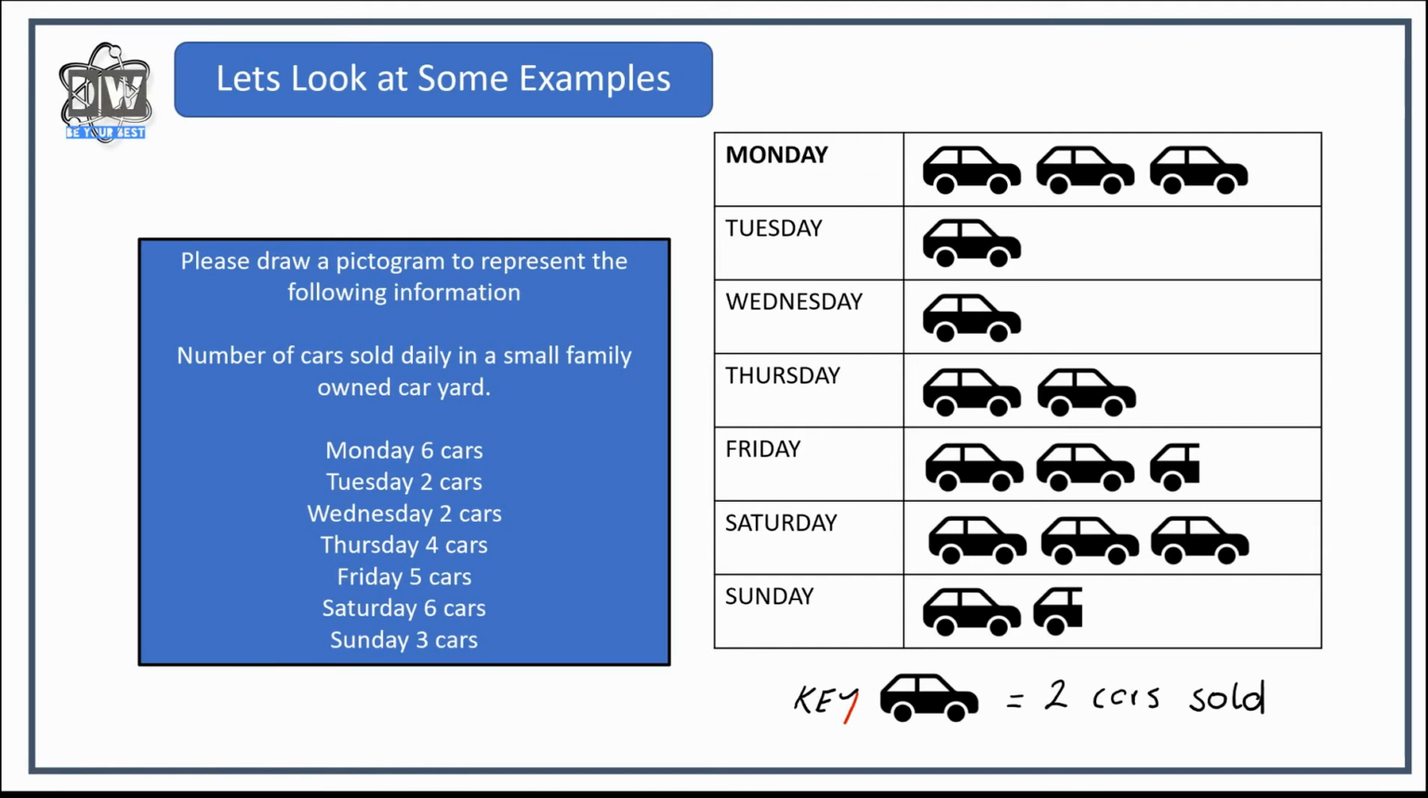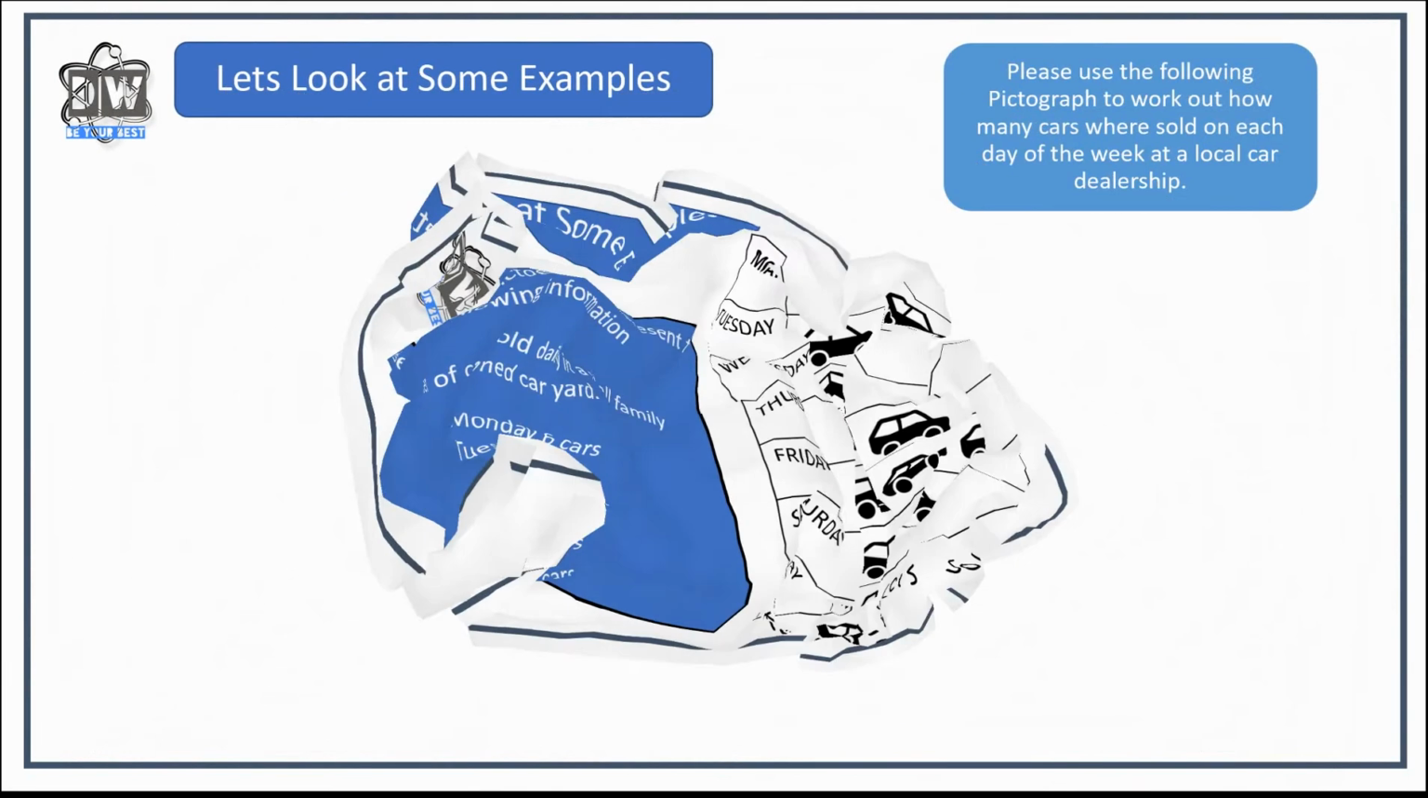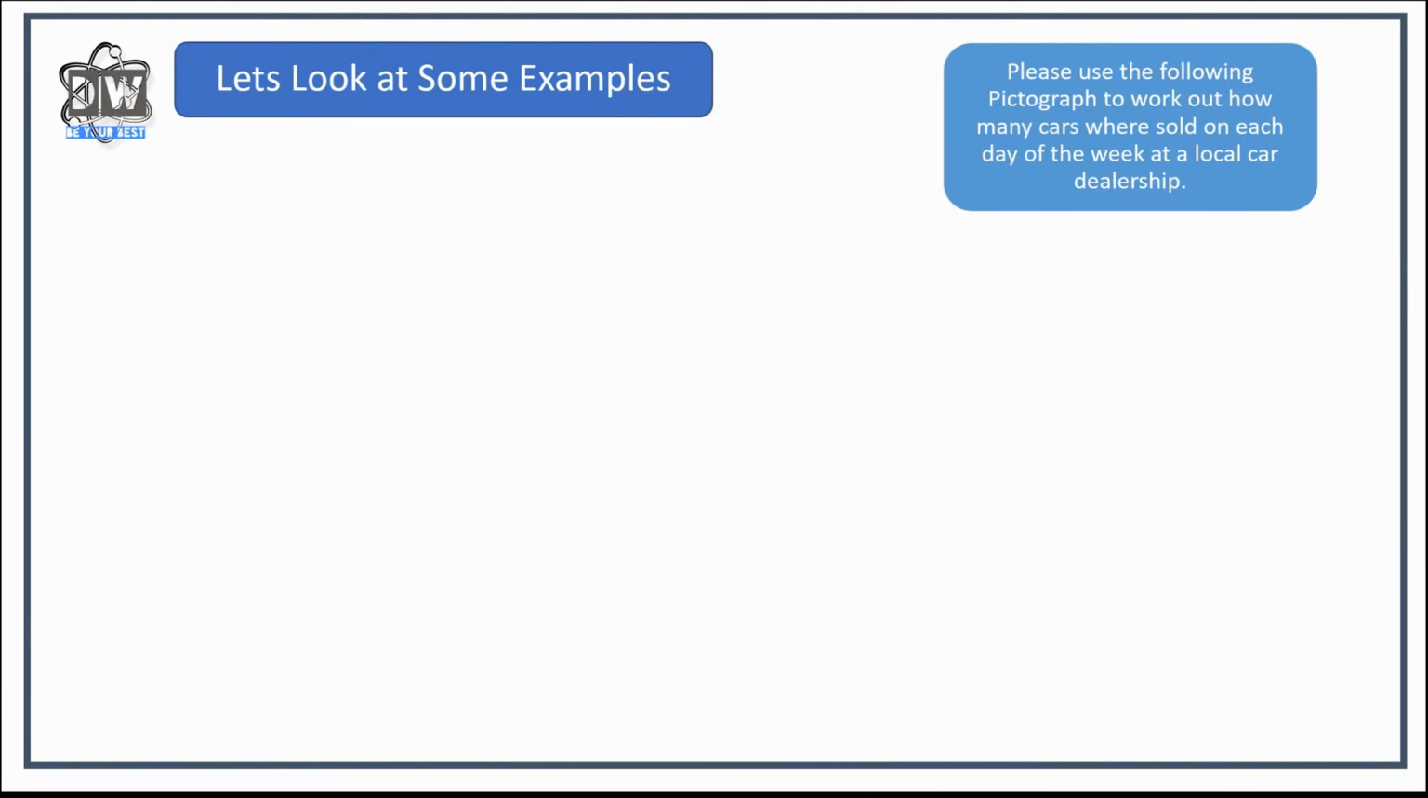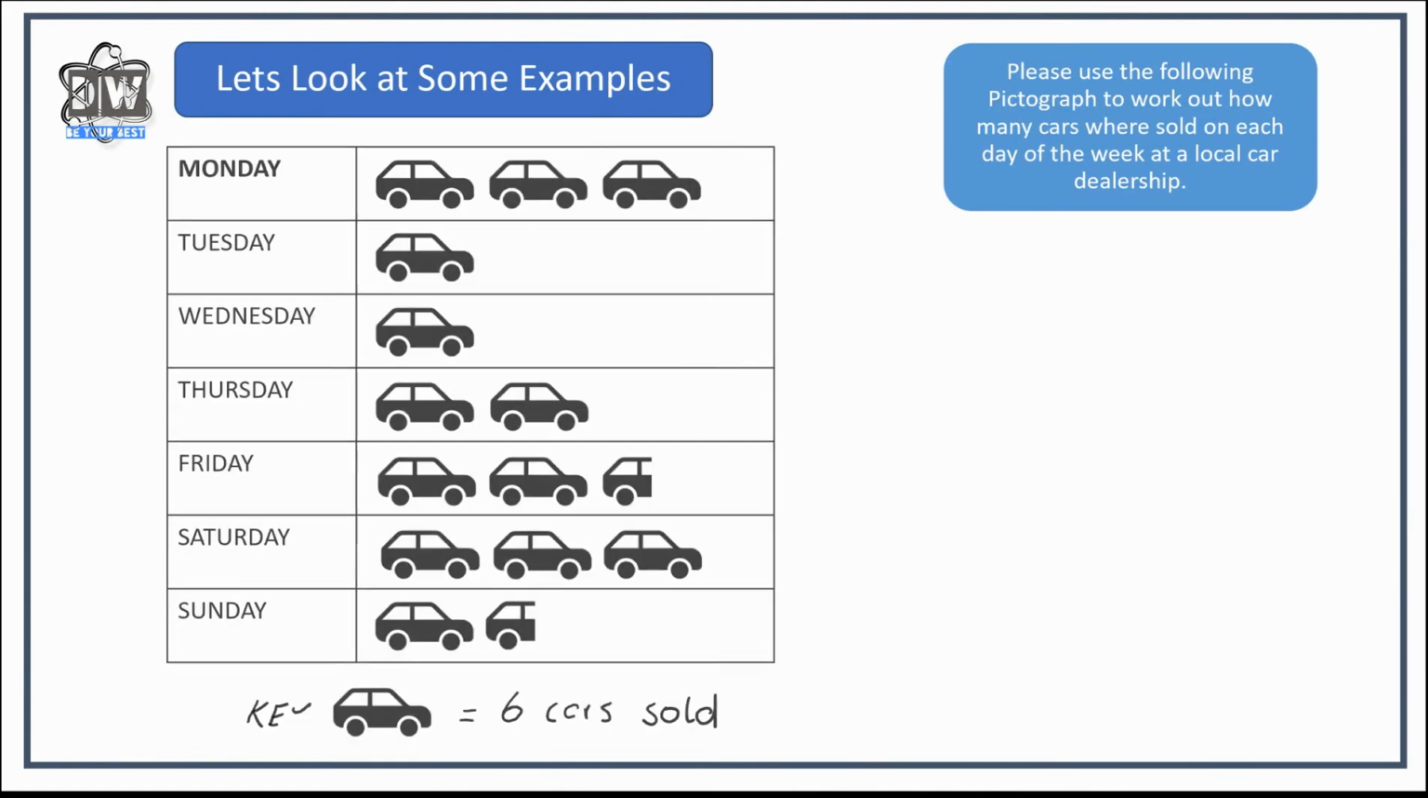Now, the other thing to remember is you need to read the key. The key is to read the key. Make sure, because when you're answering questions, they might try and trick you. But anyway, now we're going to go over the flip side of that coin. So now we're going to use the following pictogram to work out how many cars were sold on each day of the week at the local car dealership.